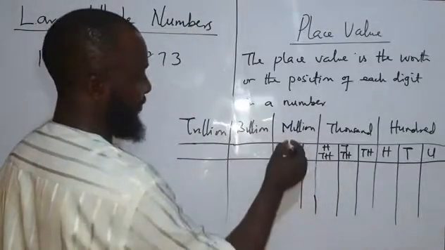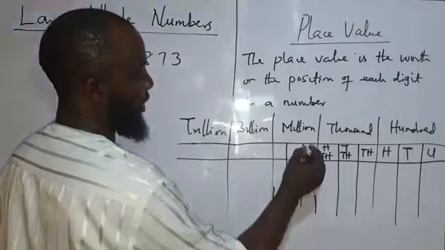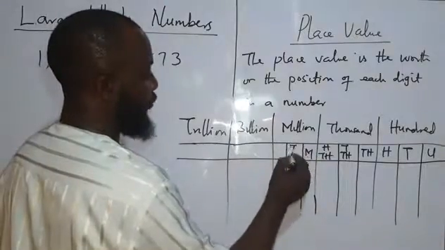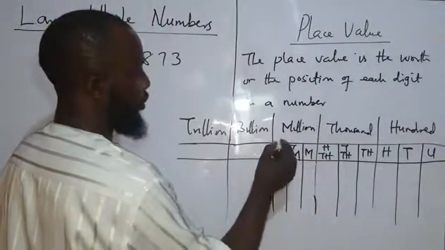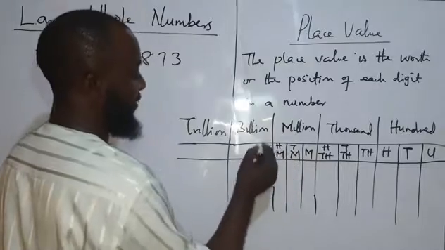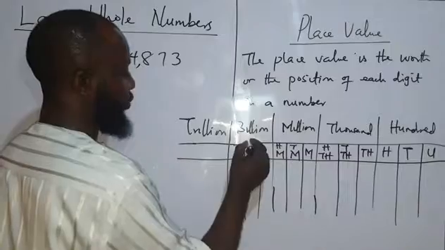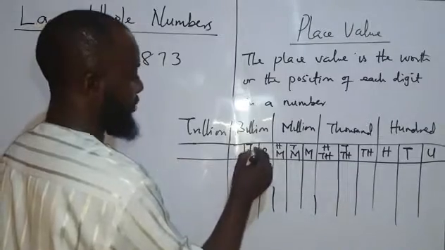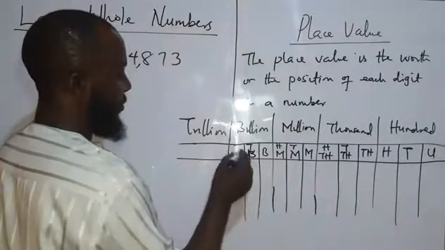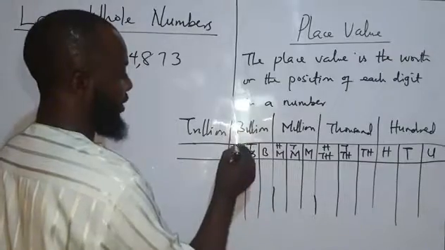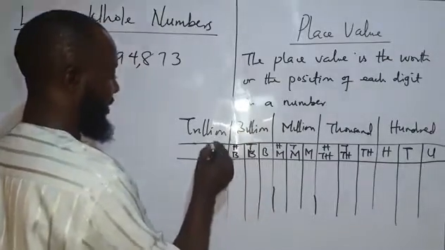The next after this is million. We're going to have 3 columns here as well. So this is million. Then this will be tens of million, and this will be hundreds of million. After that we have billion. Then this is tens of billion, and this one will be hundreds of billion. So the same thing with this.